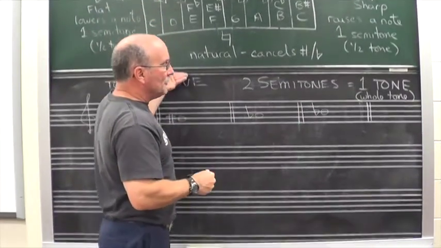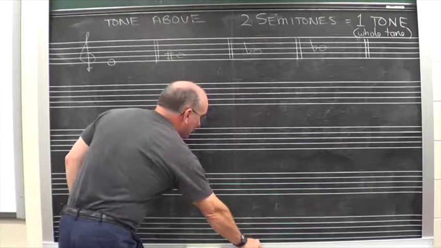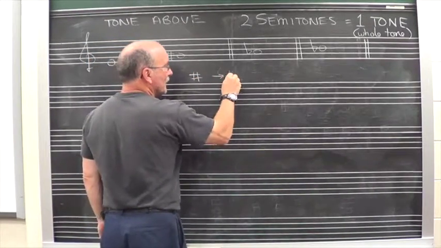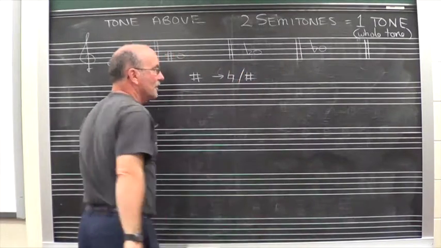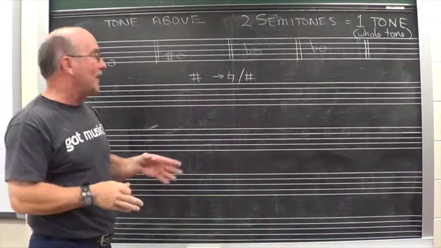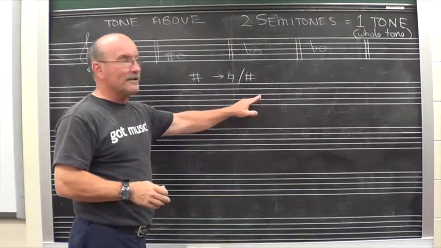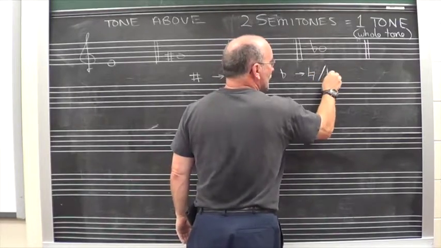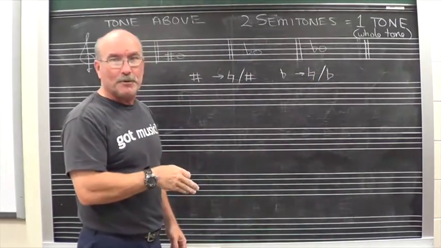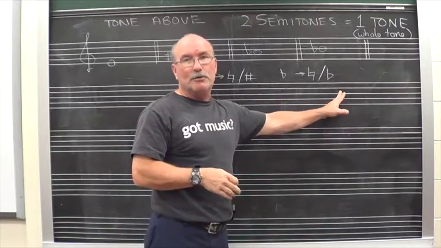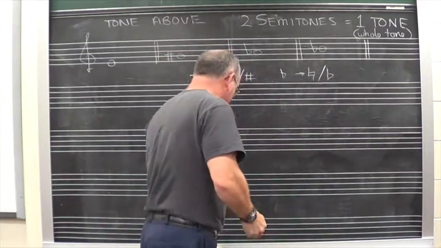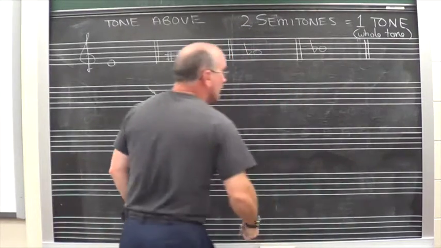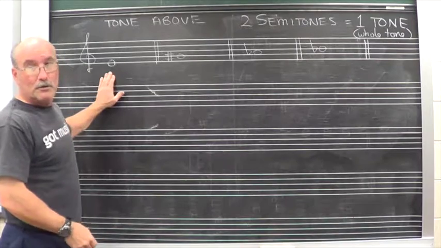The one thing that you need to understand as a general rule of thumb is that a sharp must always go to either a natural note or another sharp. It cannot go to a flat. A sharp cannot go to a flat. A flat can either go to a natural or it can go to another flat, but it cannot go to a sharp. A flat cannot go to a sharp. Remember that.